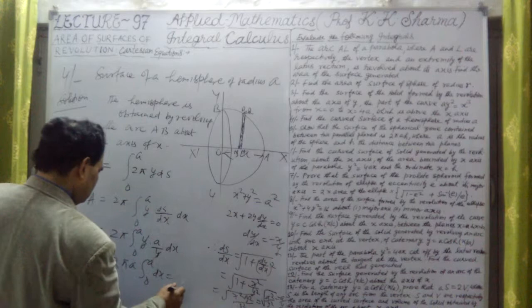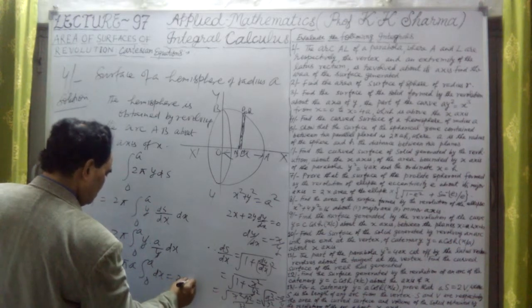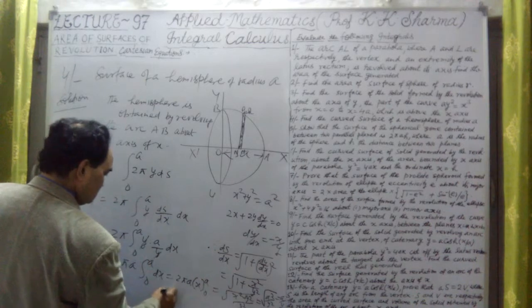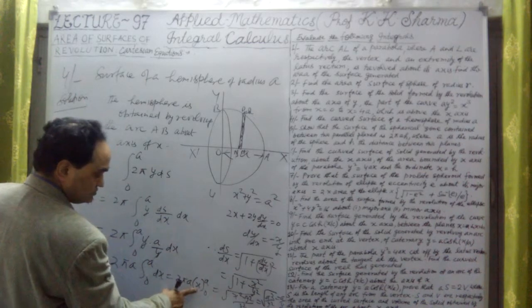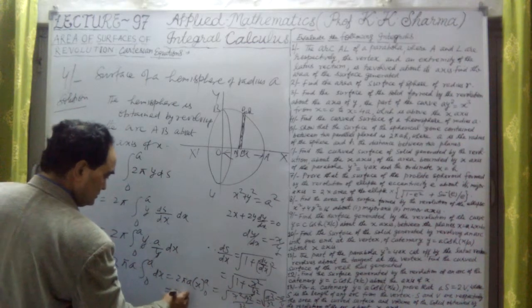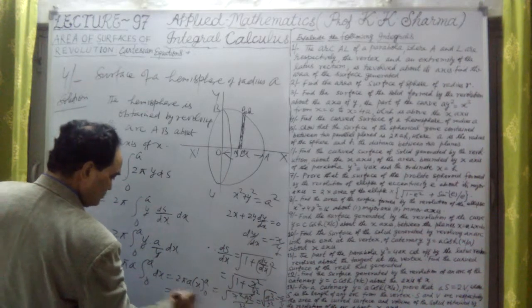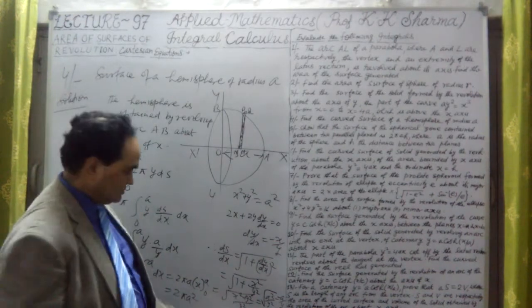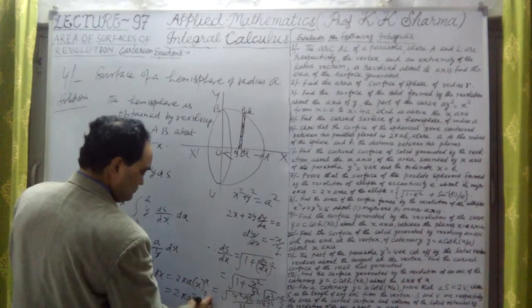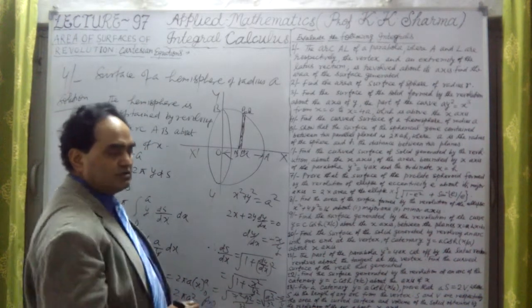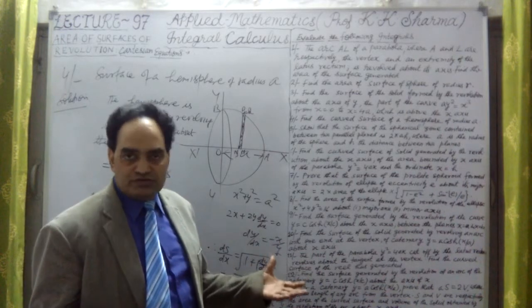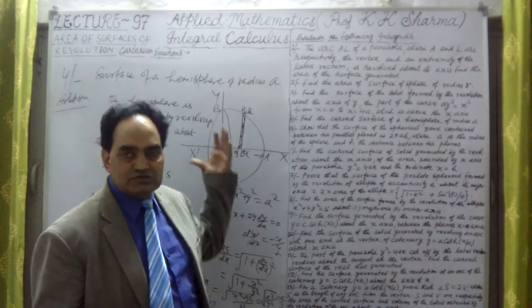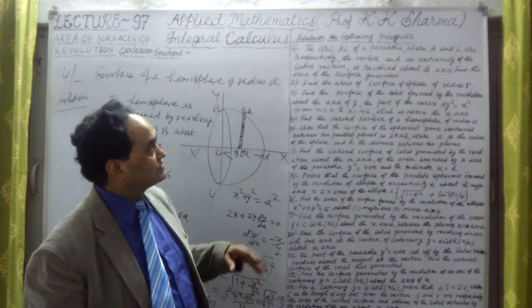Integration of dx is x. This is 2 pi into a into x. Limits are 0 to a. Again, a is substituted in place of x. We will get 2 pi into a square. This is the surface area of a hemisphere. Answer is this. Same answer, because we know that the surface area of a sphere is 4 pi a square or 4 pi r square. We just calculated the first question.